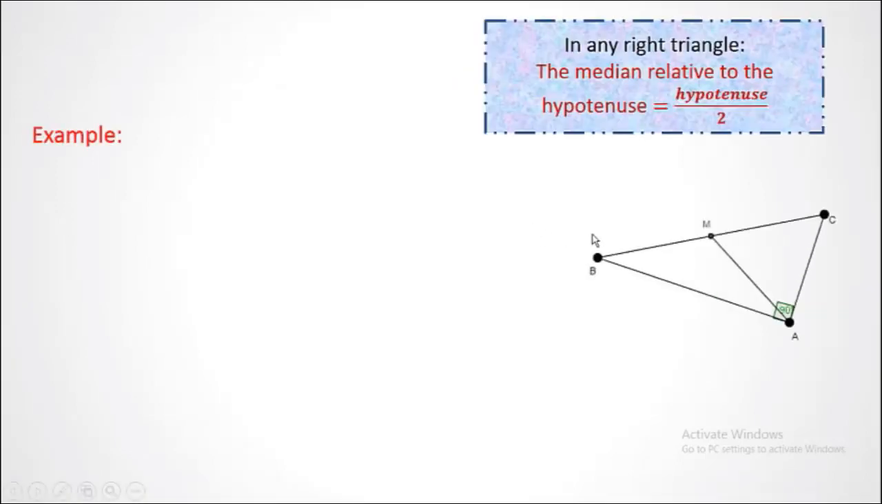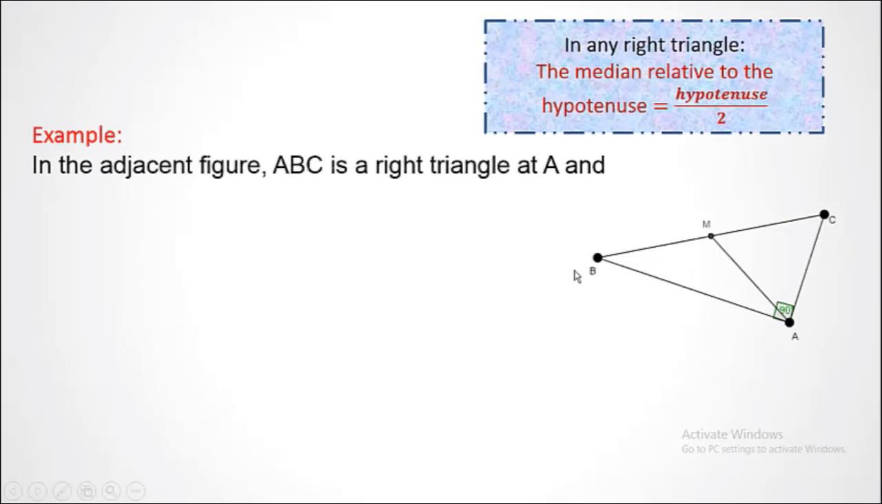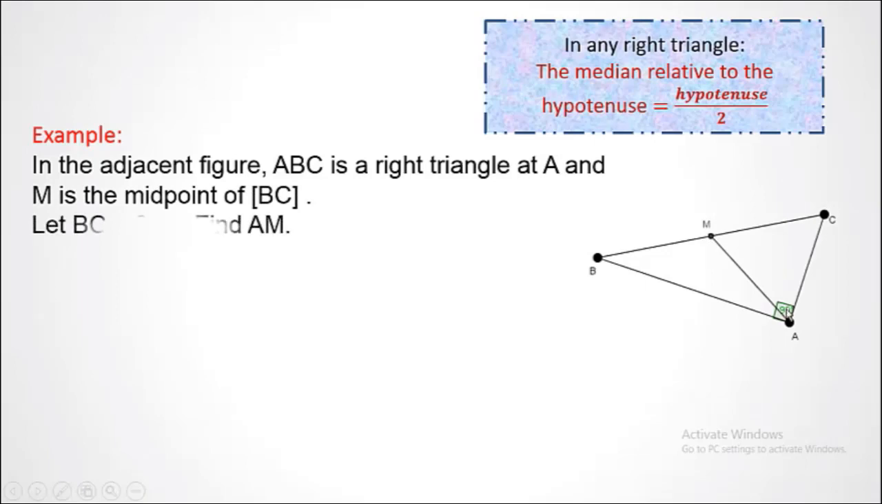Example. Consider this triangle ABC right at A, such that BC is equal to 8 cm and M is the midpoint of BC. We have to find the length of AM. So, ABC is the right triangle at A, M is the midpoint of BC, and BC is of length 8 cm. How to find AM?